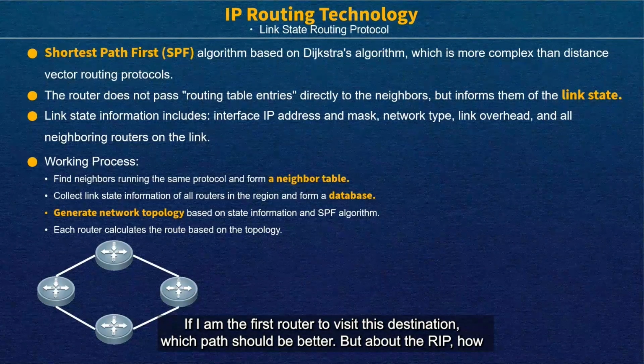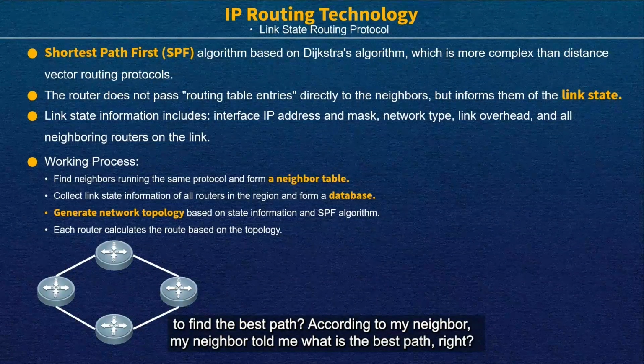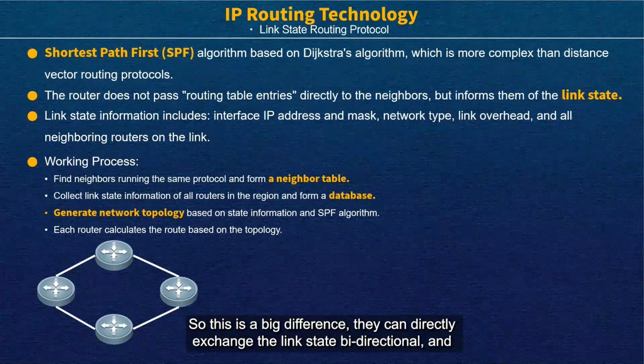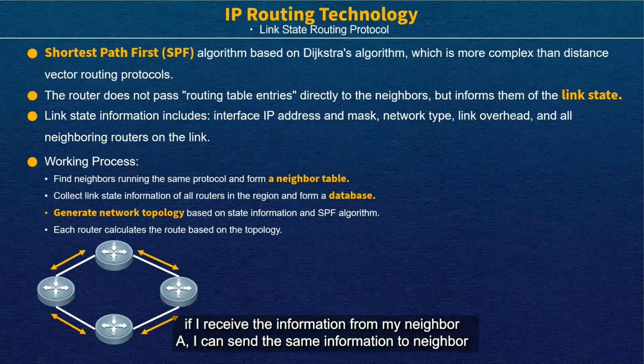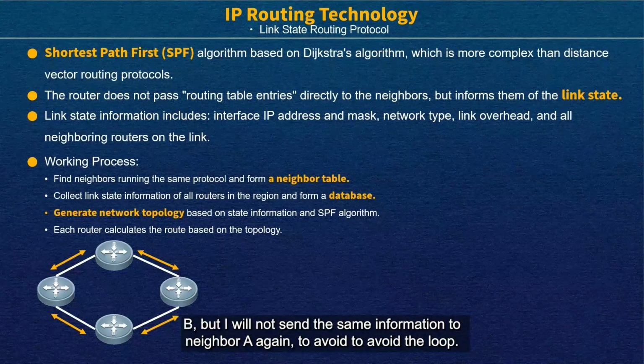But about RIP, how to find the best path? According to what my neighbor told me is the best path, right? So this is a big difference. They can directly exchange the link status bidirectionally. And if I receive the information from my neighbor A, I can send the same information to neighbor B, but I will not send the same information to neighbor A again, to avoid the loop.